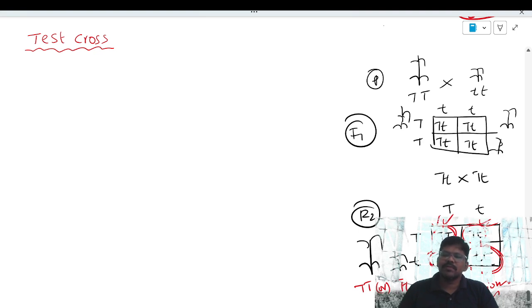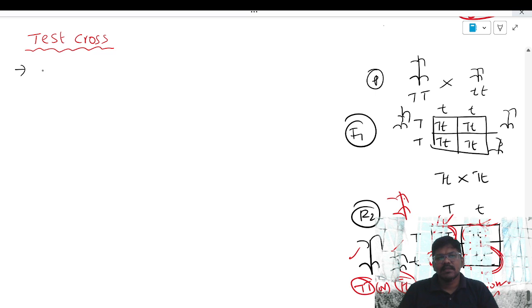Hence, there is no problem with the dwarf plant. If it is dwarf, the genotype is homozygous recessive only. But there is a problem with the tall plants. Externally, we cannot say whether those tall plants are homozygous dominant or heterozygous dominant. Hence, to know the genotype of the F2 generation tall plants, whether homozygous dominant or heterozygous dominant, we have to do the test cross. That is the test cross.